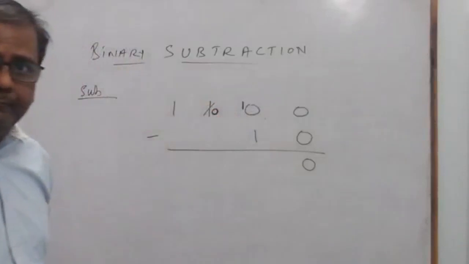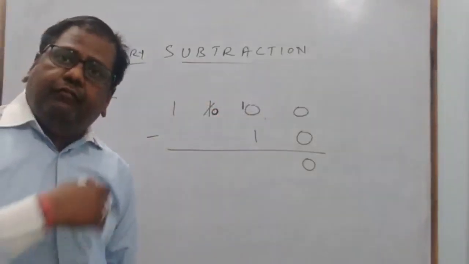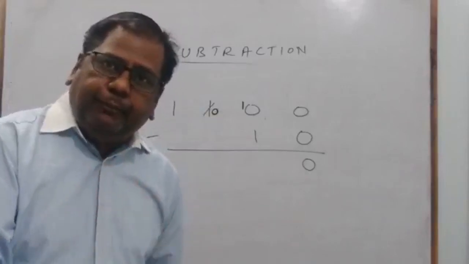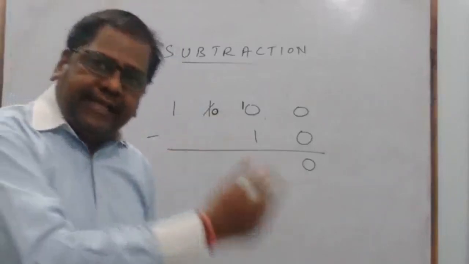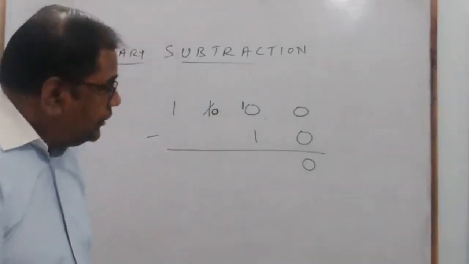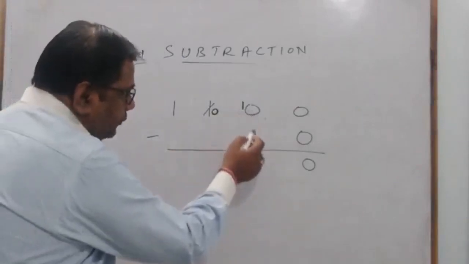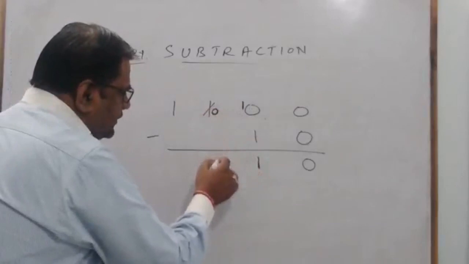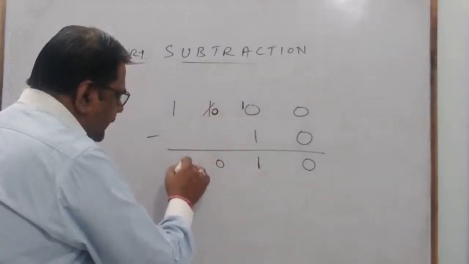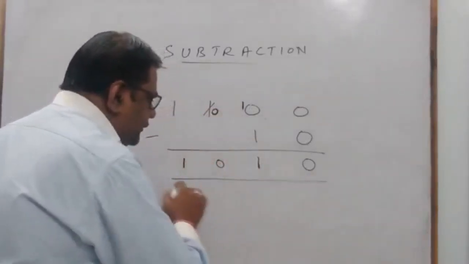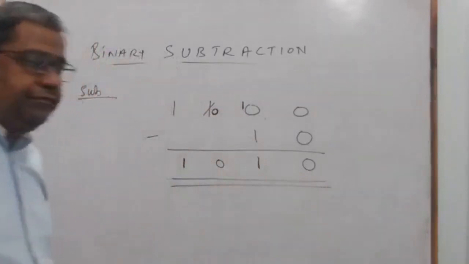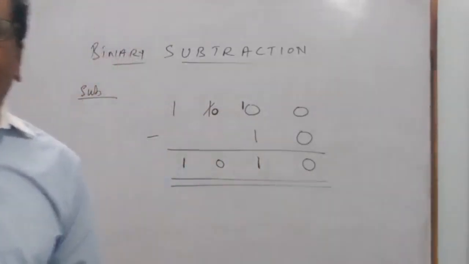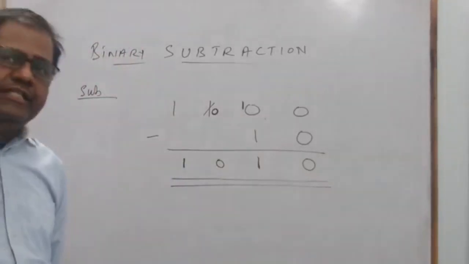Make this point very clear. When you have given 1 to the next digit, then the current position becomes 0 and the second position becomes 10. So when you are taking 1 from 10, the result is 1. What is remaining here? 0. And what is the remaining value here? 1. Therefore the result will be 1010. This is how we are going to find the binary subtraction.